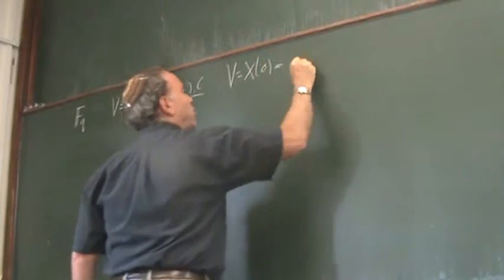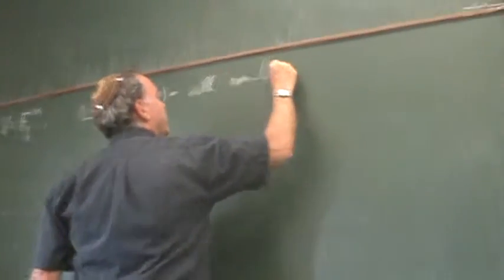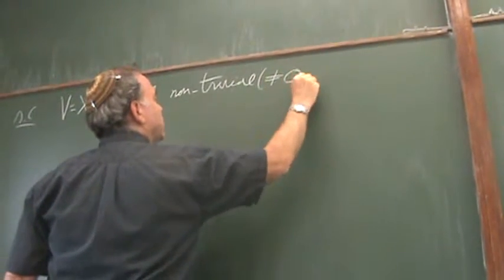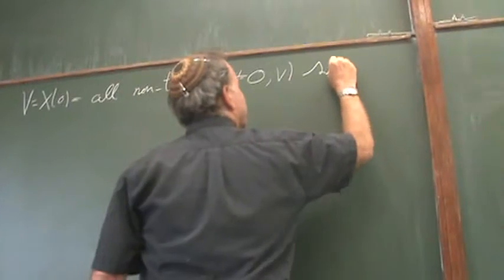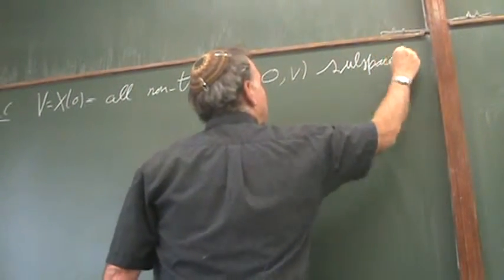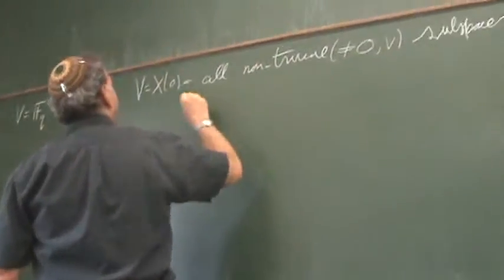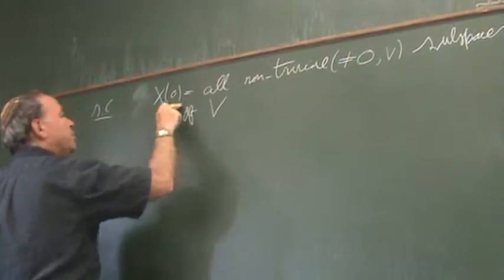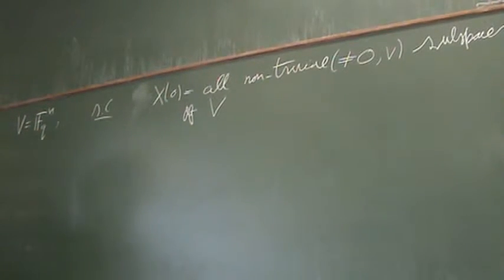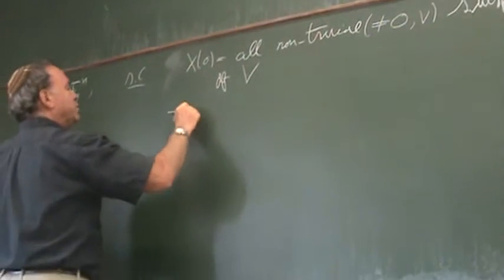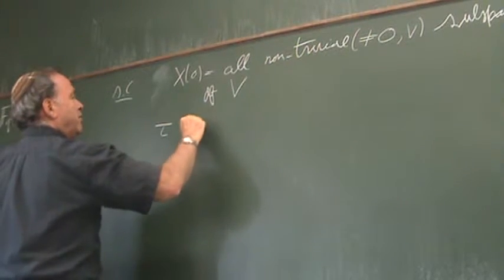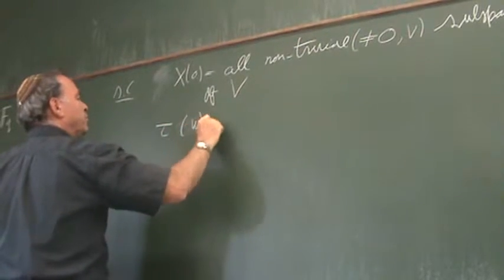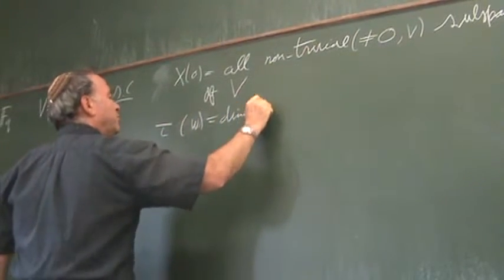non-trivial subspaces of V. Non-trivial means neither 0 nor V. There are too many V's. This would be V, the space. And we have a tau function, which is a type function on such W. So the tau of W is simply the dimension of W.